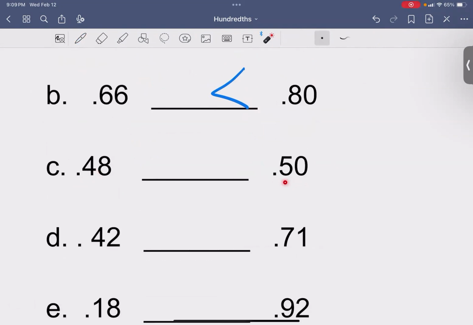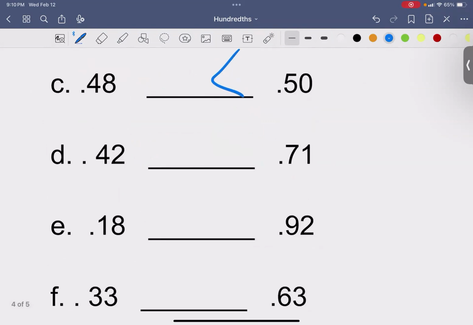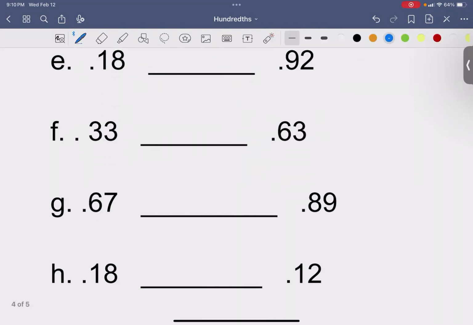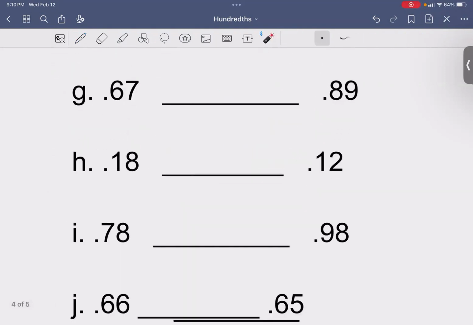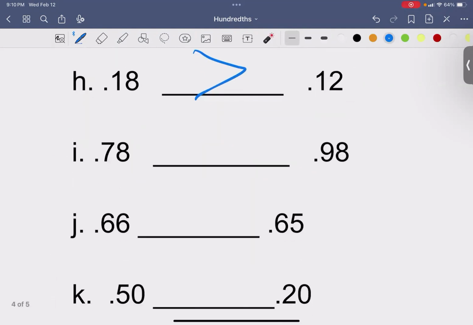48 hundredths, 50 hundredths. 50 hundredths is bigger. 42 hundredths, 71 hundredths. 71 hundredths is bigger. 18 hundredths and 12 hundredths. 18 hundredths is bigger. 66 hundredths and 65 hundredths. 66 hundredths is bigger. And that's our lesson for today.